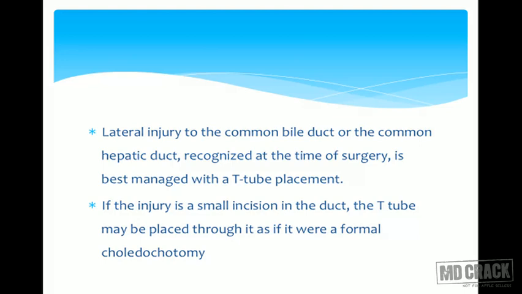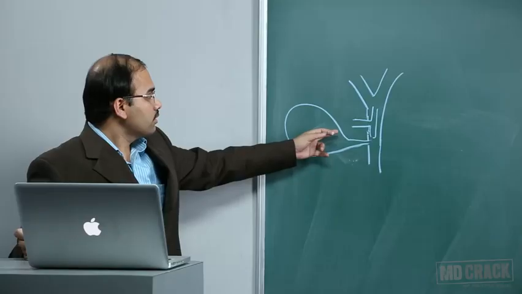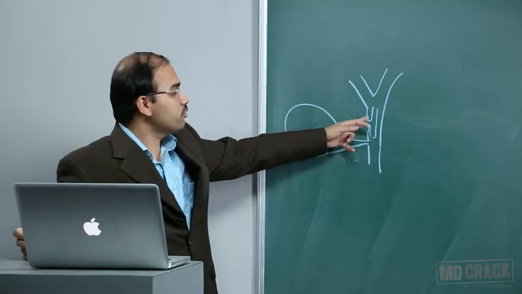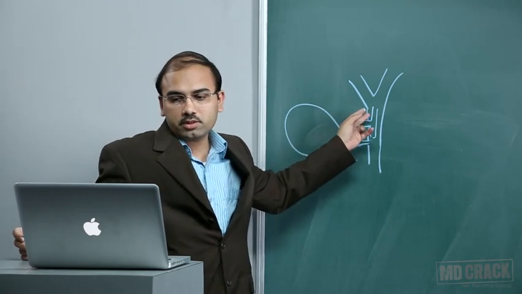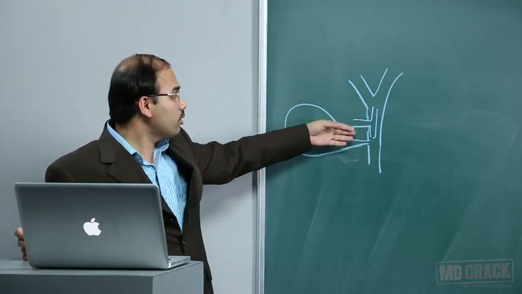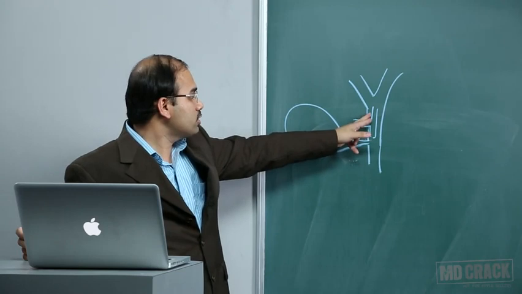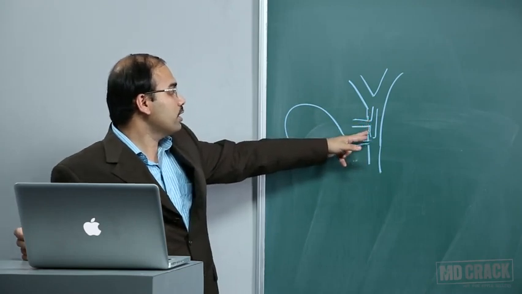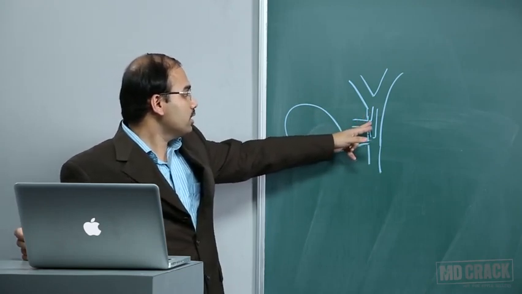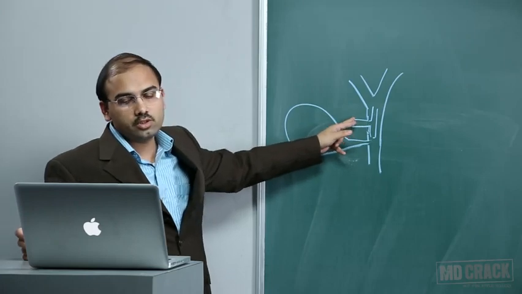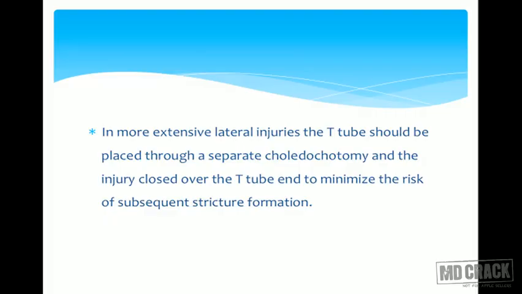If the injury is small, then incision of the duct. So if the incision is very small, then a T-tube can be placed through it, as if we are doing a formal choledochotomy. So whenever there is a small amount of injury in the bile duct, the T-tube can be placed across the injury. In more extensive lateral injuries, the T-tube should be placed through a separate choledochotomy and the injury is closed over the T-tube to minimize the risk of subsequent stricture formation.